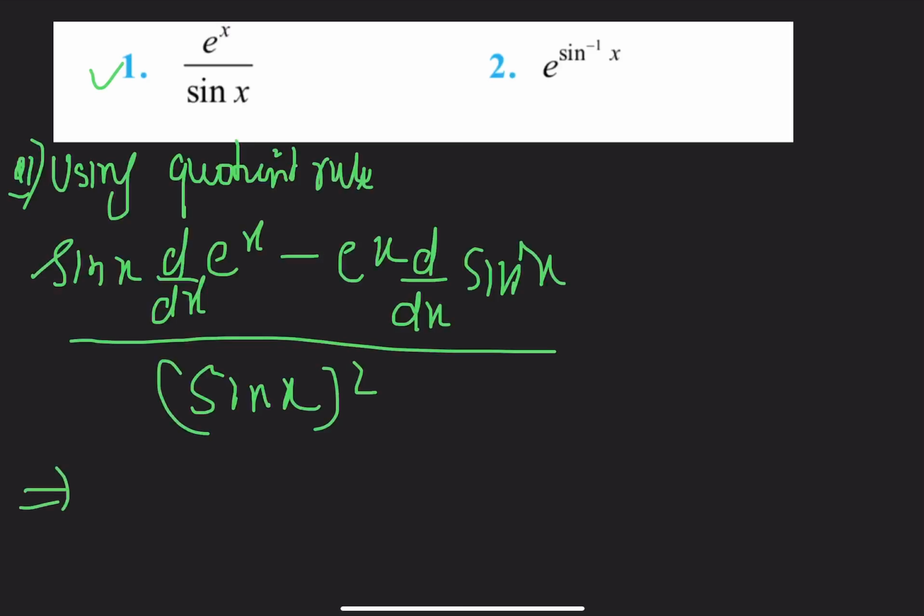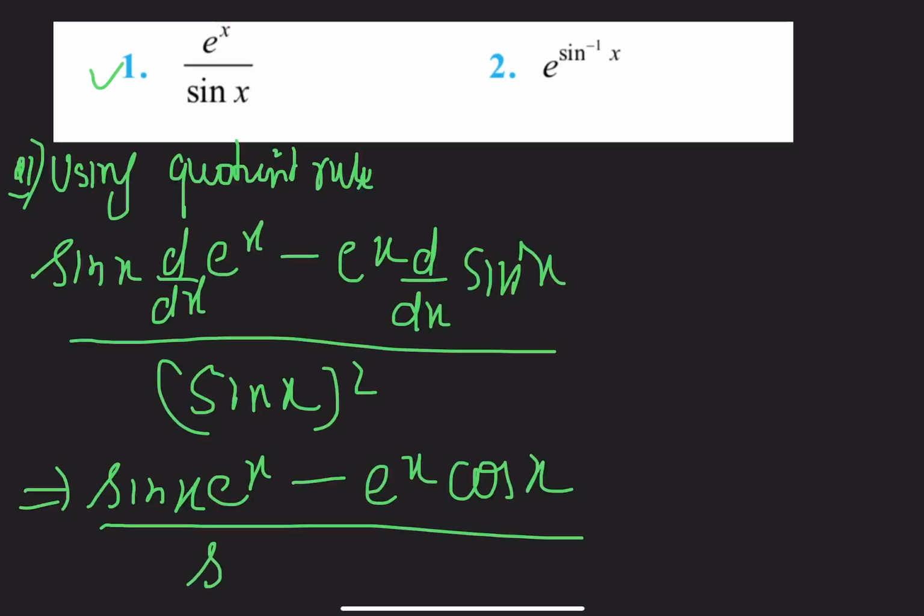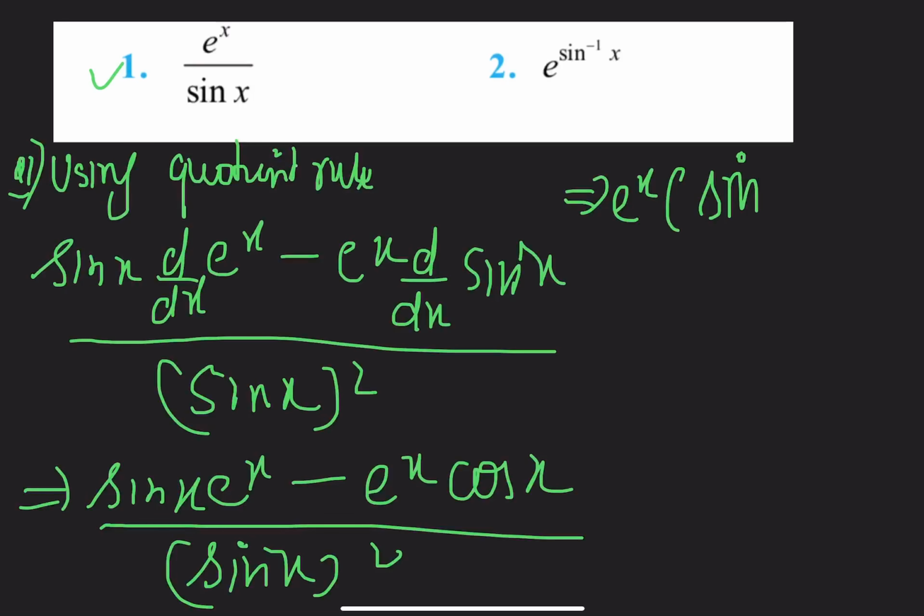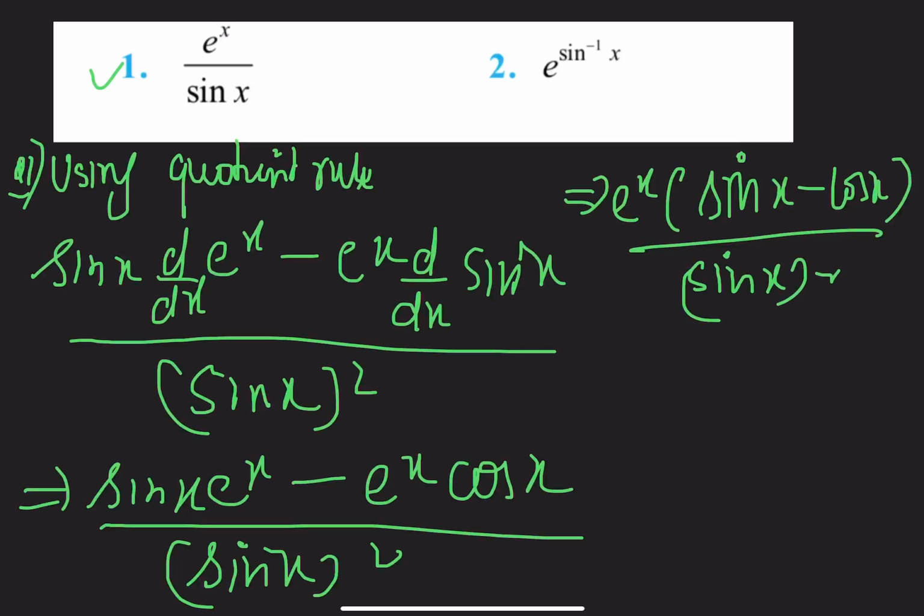Now you can write down the simplified expression: sin x as it is, derivative of e^x is e^x only. This is another formula. Then e^x as it is, derivative of sin x is cos x, upon sin x whole square. That's our expression. Now you have e^x on both the sides, so you can take e^x common. So e^x common, this becomes (sin x minus cos x) upon sin x whole square.